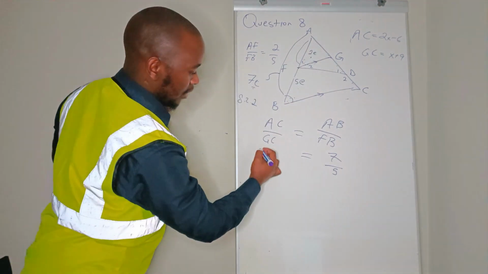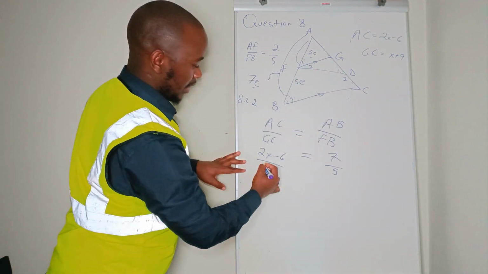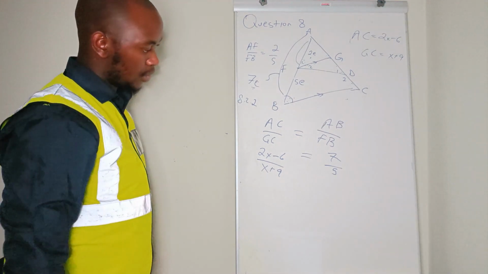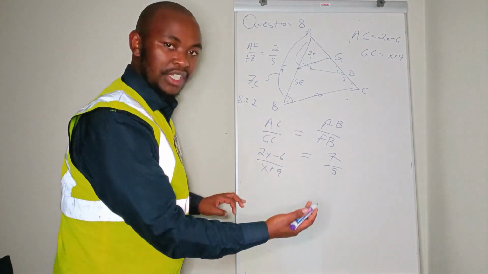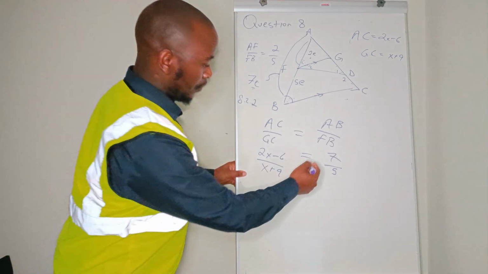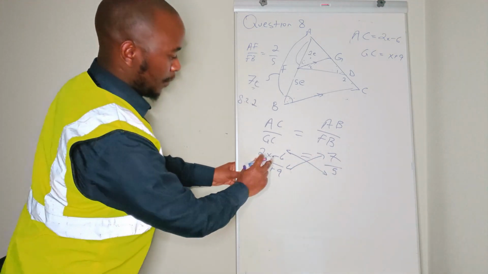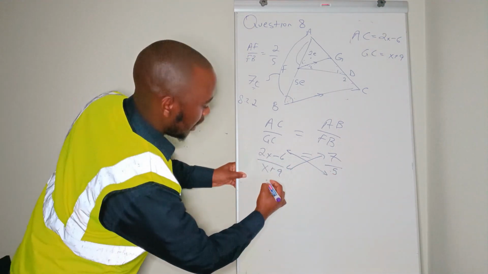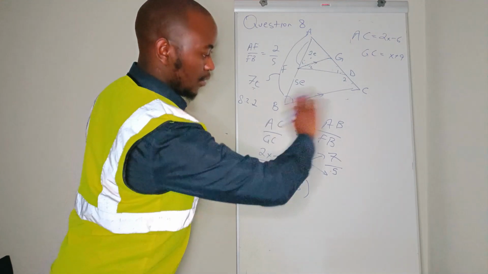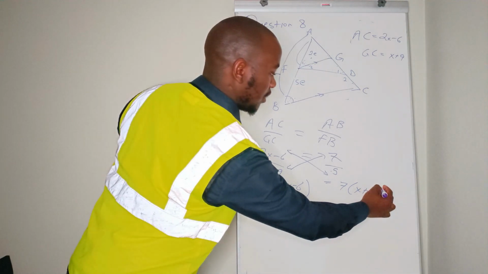But then for AC, we have it as 2x minus 6 over, what is GC? GC is x plus 9. So how do we solve for x in here? Know that every time we're dealing with fractions, try to make things linear, to not have a denominator and a numerator. And how do we do that? We cross multiply. So when we cross multiply, we take this guy, we send him to this side. We're going to have 5 into 2x minus 6. We take this one, we send him to that side, 7 into x plus 9.